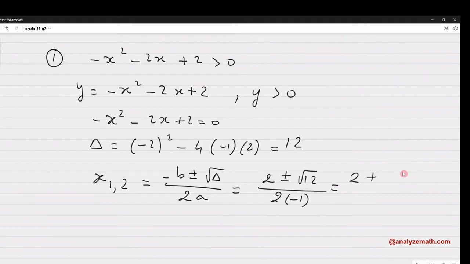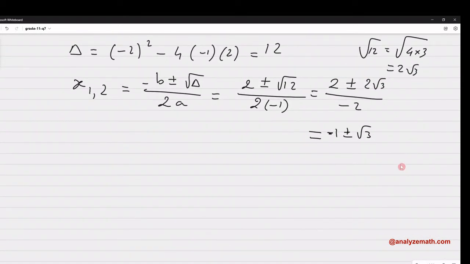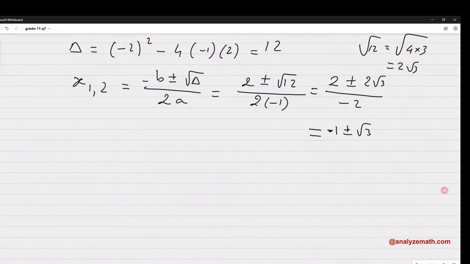This can be written as, now, the square root of 12. The square root of 12 is the square root of 4 times 3. The square root of 4 is 2, over negative 2. Now we can factor the 2 in the numerator, simplify the whole thing, which will give -1 plus or minus the square root of 3.